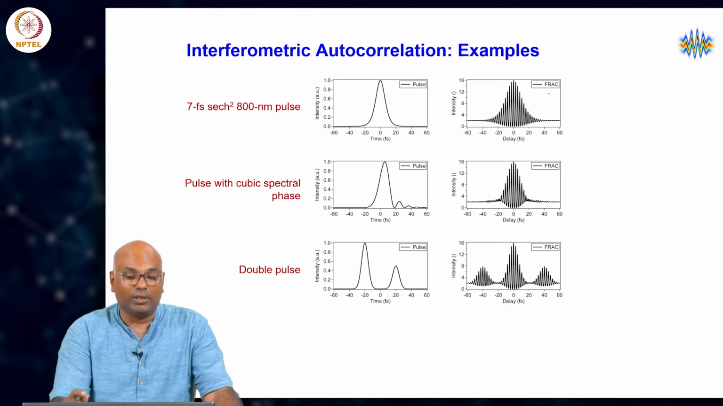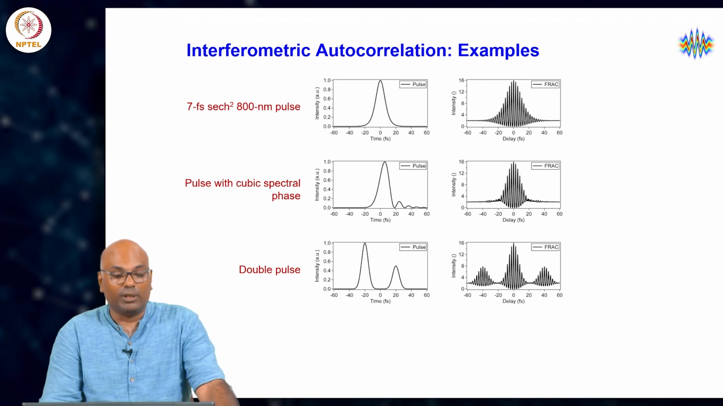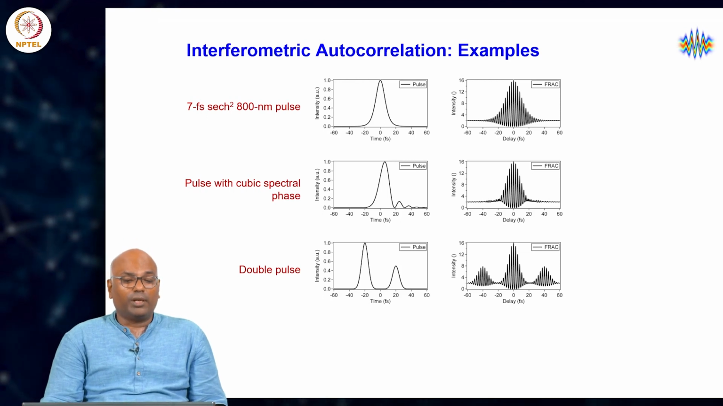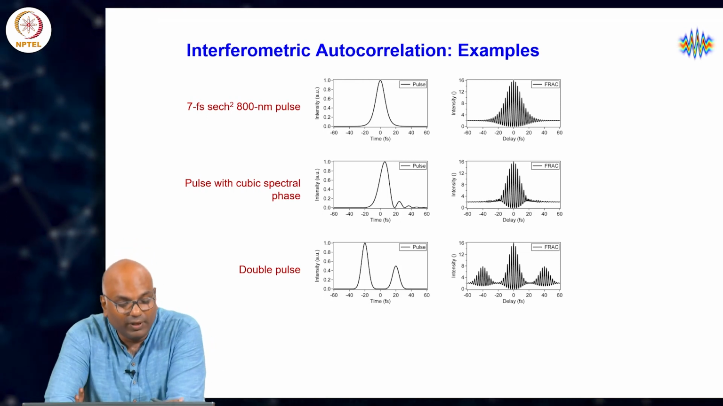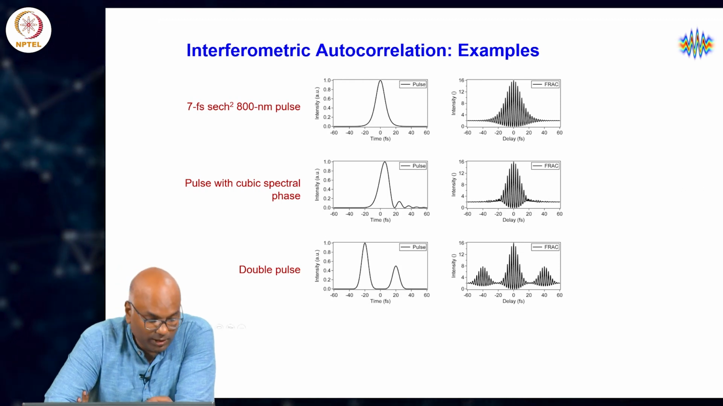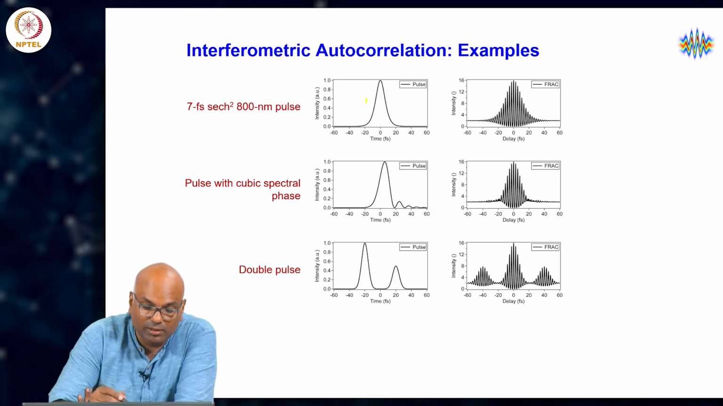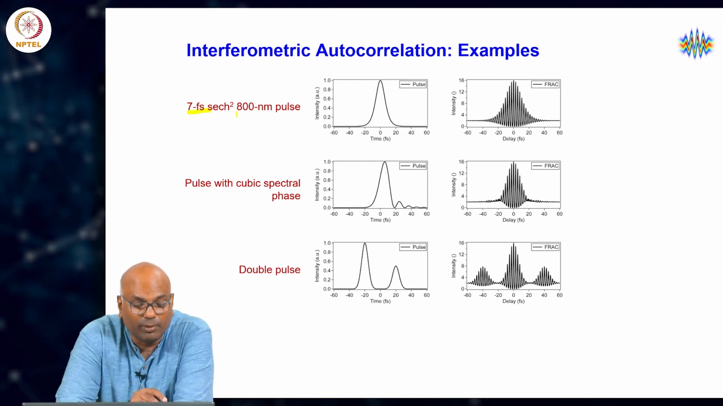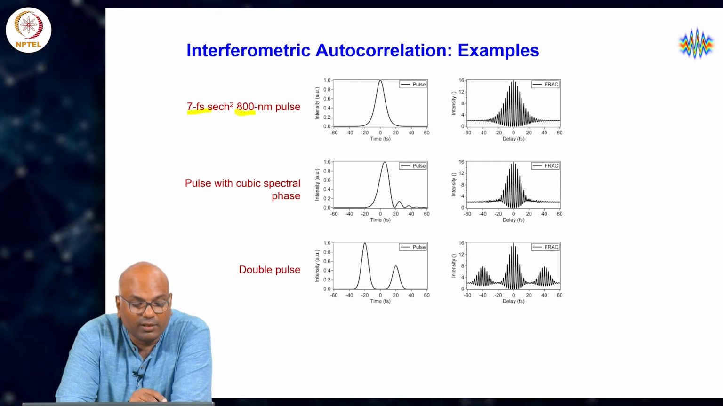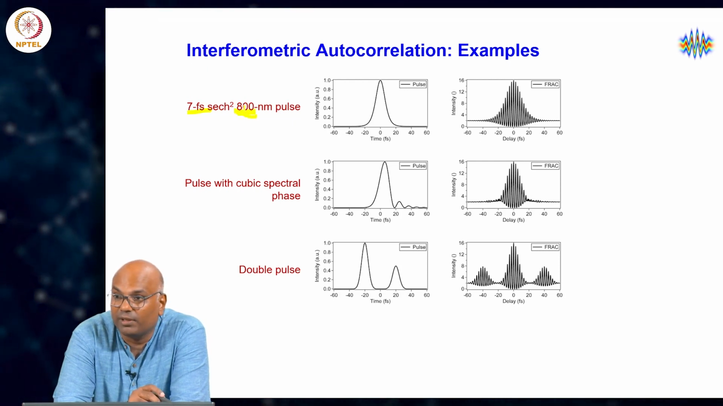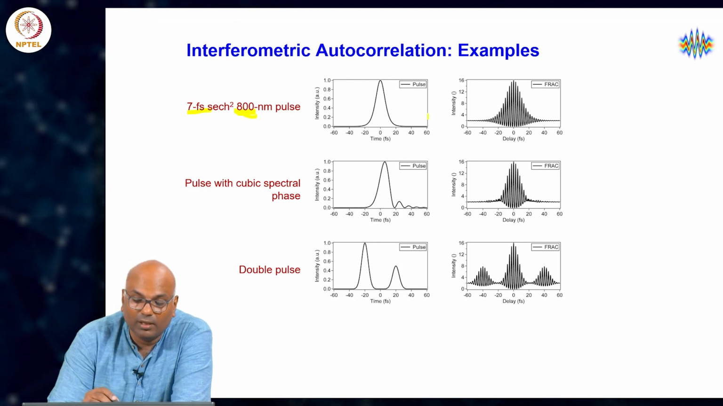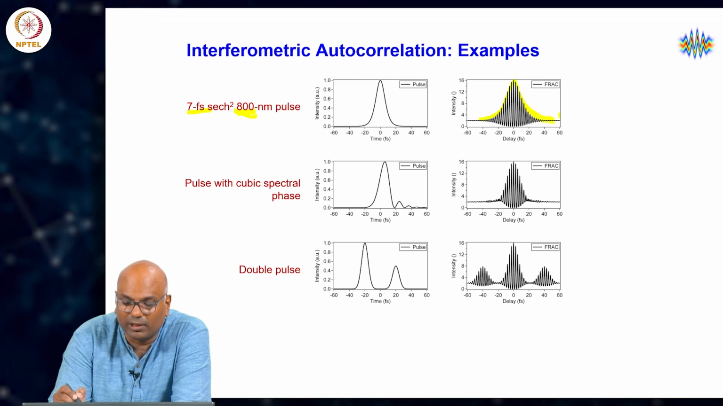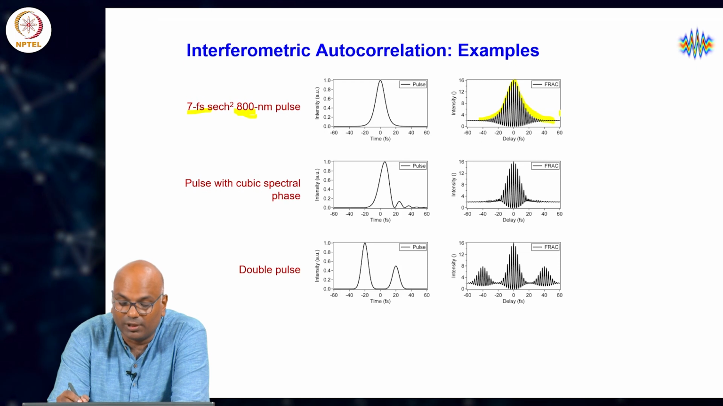There may be scenarios where it may or may not be feasible, but that is a discussion for another day. We discussed this table in the previous lecture about correlating pulse widths, autocorrelation widths and pulse widths. Now we come to the moot point. Here we have three scenarios. One is a good pulse, a 7 femtosecond secant hyperbolic pulse with a central wavelength of 800 nanometers, which is the wavelength that titanium sapphire femtosecond lasers produce. The autocorrelation trace of this pulse with itself looks like this, a nice beautiful autocorrelation trace.